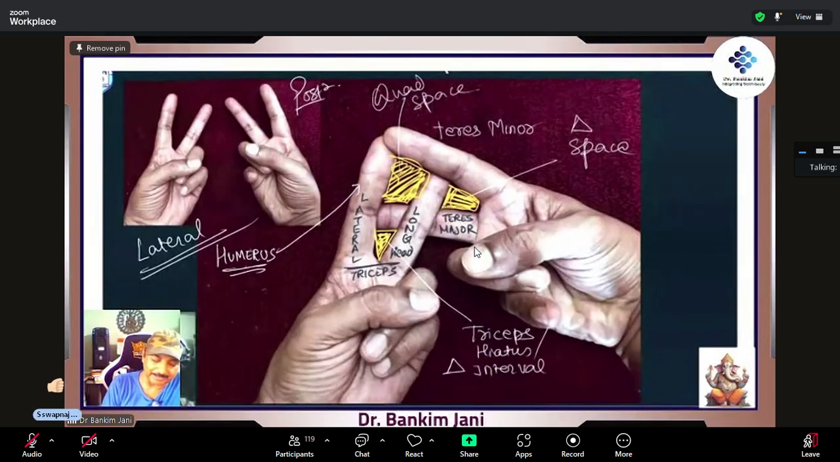And along with the names, right? So this is the lateral head of triceps. This is the long head of triceps. That's the teres major, and this one is the teres minor. Right? Quad space, triangular space, and the triangular hiatus or the interval.